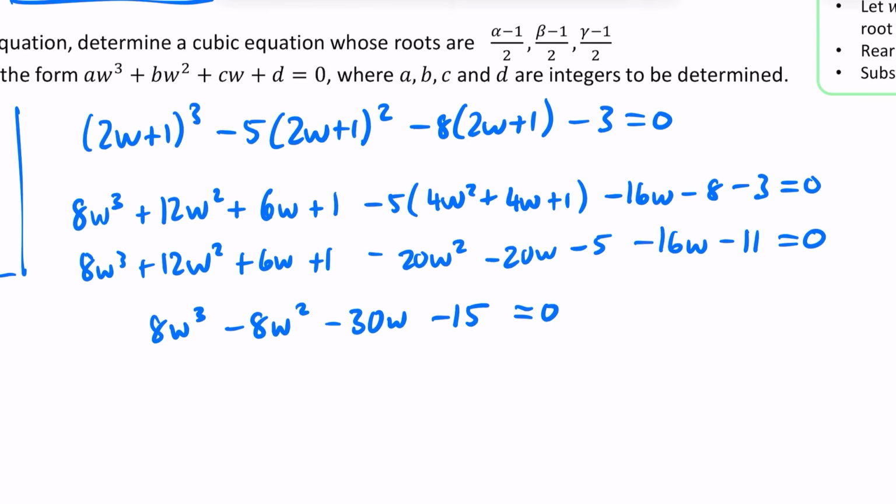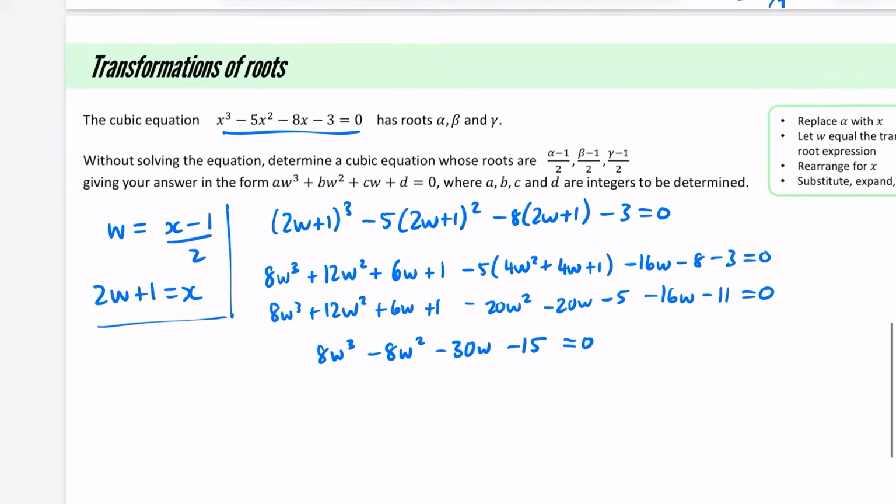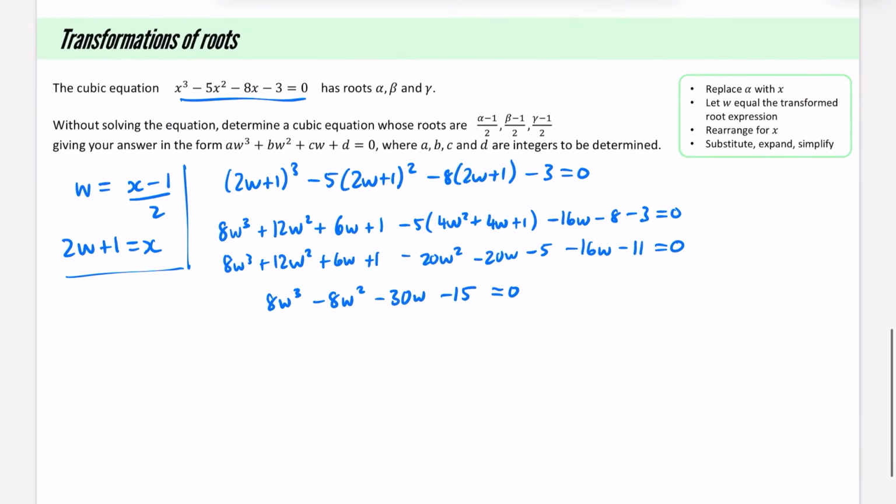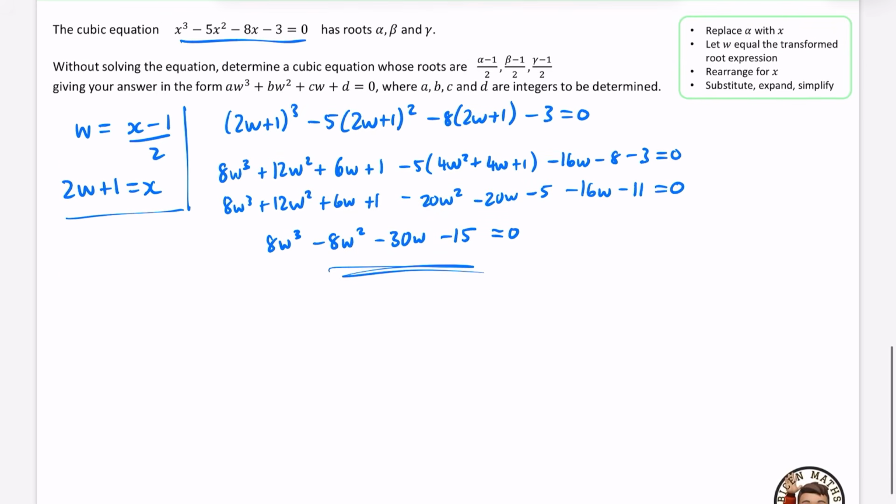equals 0. And I just want to double check that that is written in the form of what they wanted in the question. Yep, it's written in that form. All of them are integers. Nice and easy, and we should have got that right. Pretty tricky topic, I think. It's quite easy to make mistakes with this.